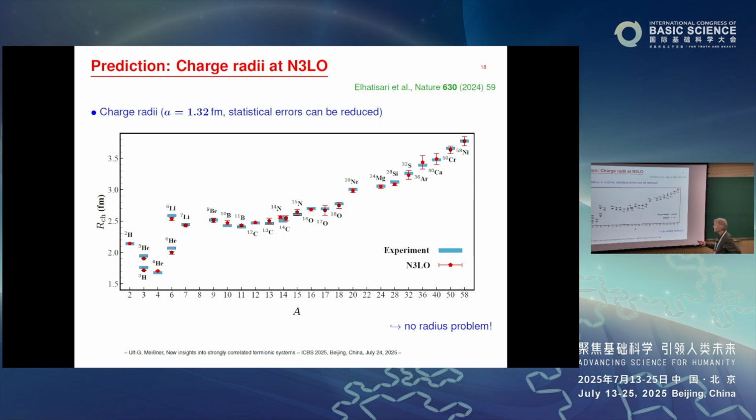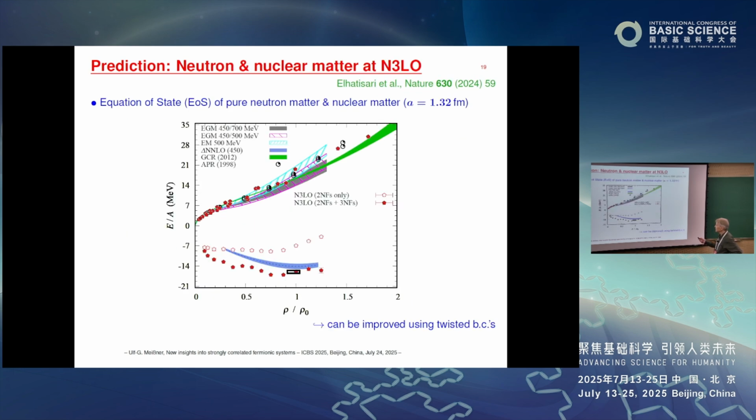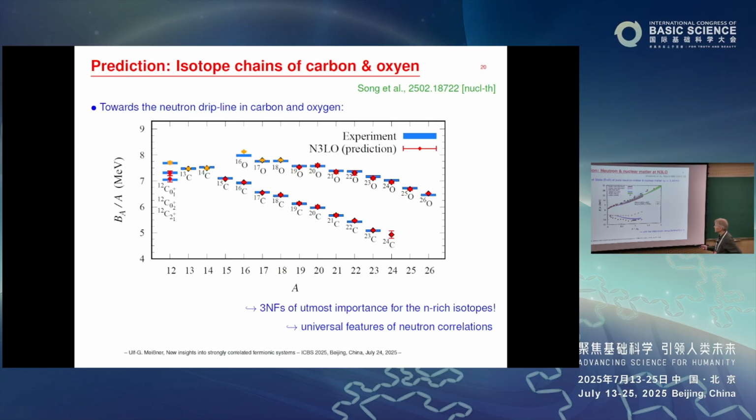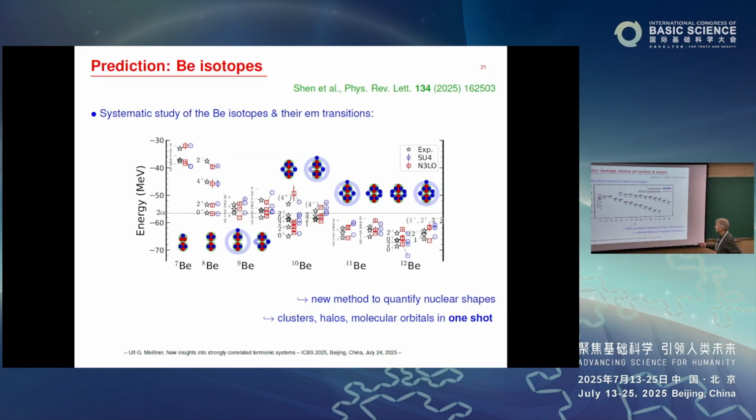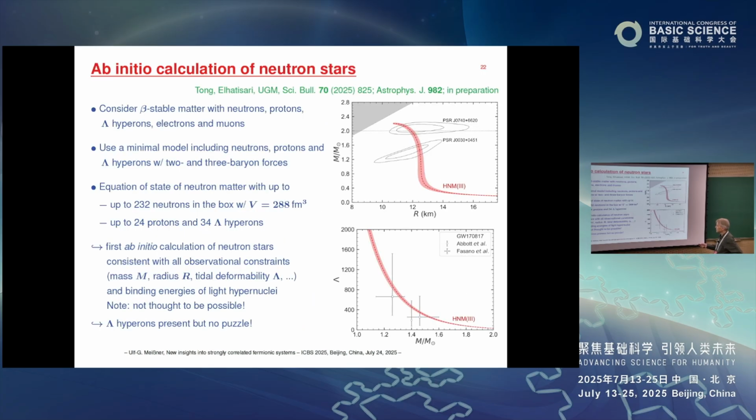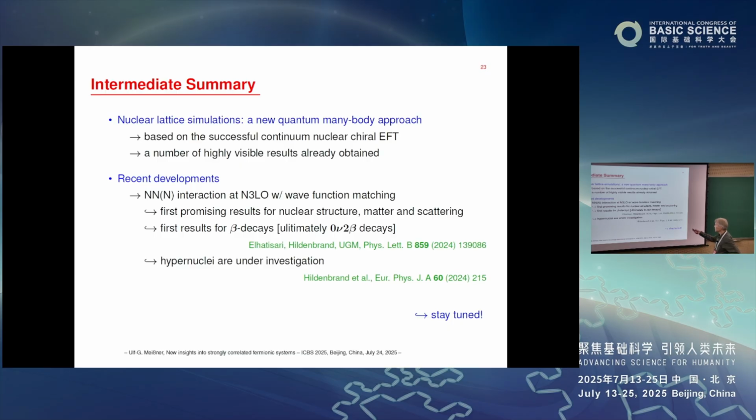So this is a prediction, the radii. This is a prediction, the equation of state for neutron matter, nuclear matter, all the same, nothing fixed anymore. This is a prediction, the isotopic change of oxygen and carbon. This is a prediction. And then there are more which we didn't even show.